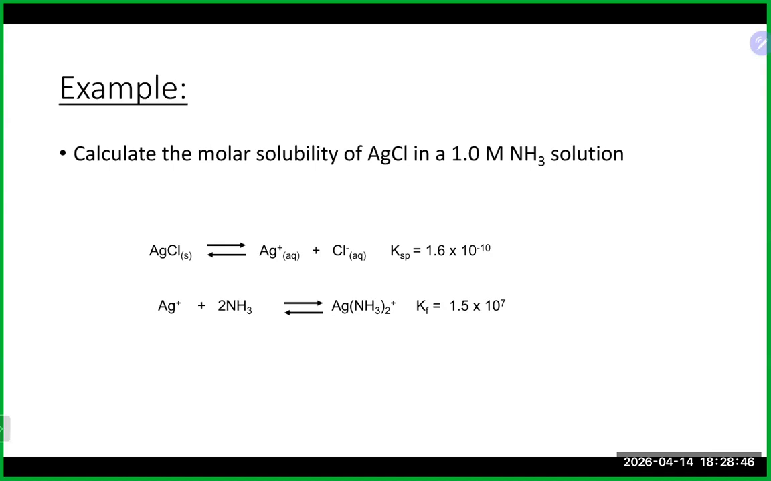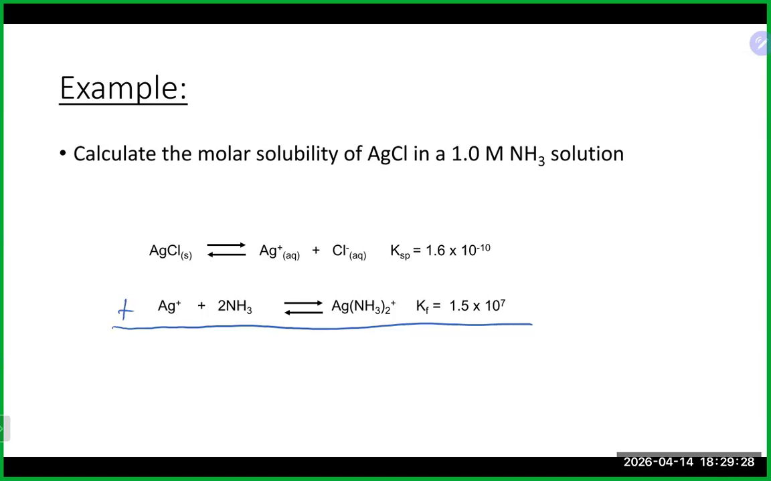Take a look at one last one here and calculate the molar solubility of silver chloride in 1 molar ammonia. In this case, we have a couple different equilibriums happening. We have a KSP equilibrium, that's our silver chloride breaking apart into our silver ion and our chloride ion. And we also have a KF equilibrium, a complex ion equilibrium, where the silver is going to react with the ammonia and make this complex ion. So once again, we have 2 equilibrium reactions.